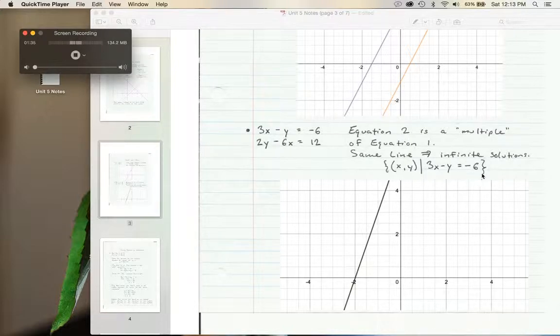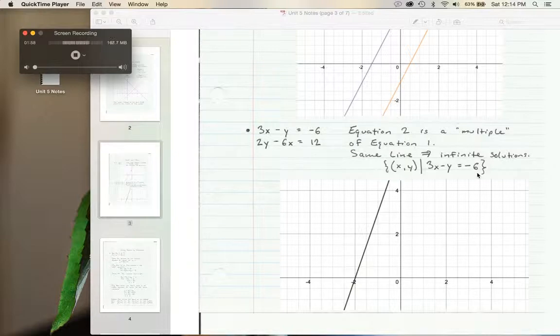And these curly brackets mean the set of. So the way I would read what I have written here is: this is the set of all ordered pairs x and y, so that 3x minus y equals negative 6. Another way to read it is it's the set of all ordered pairs x and y that satisfy this equation.